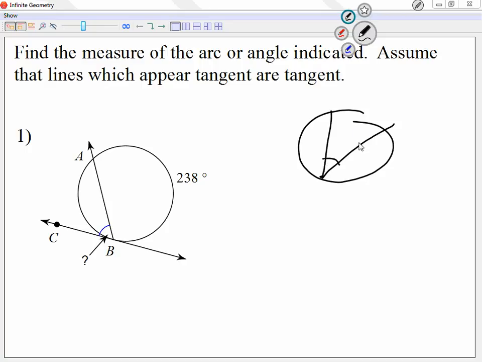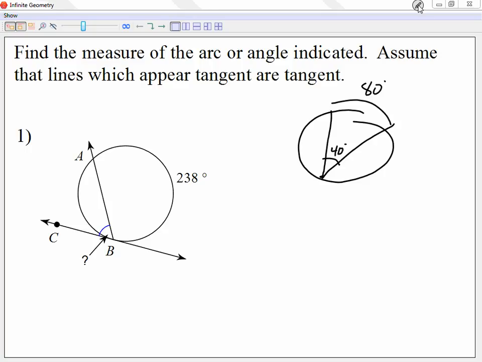The measurement of the angle is going to be half of the arc that it creates. So if the angle that I give you is 40 degrees, the arc will be 80. In some questions, I'll give you the angle and ask you for the arc. Some other questions, I'll give you the arc and ask you for the angle. But what we have to remember is the angle is half of the arc that it creates.